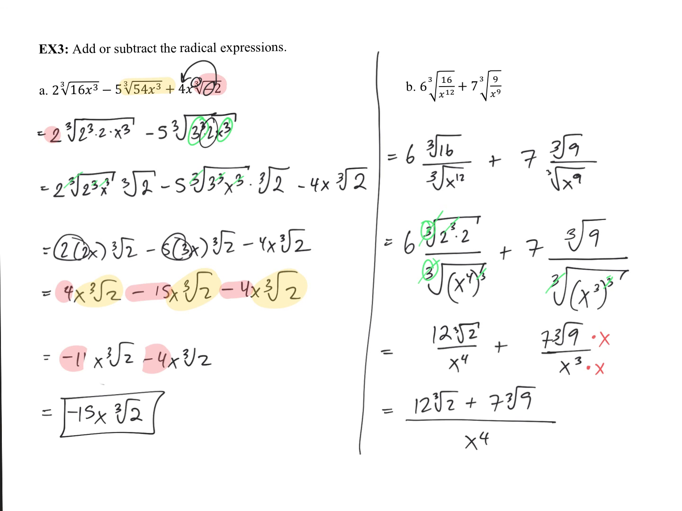We can't simplify the top because there are no like terms to add or subtract in the top, so we're done.